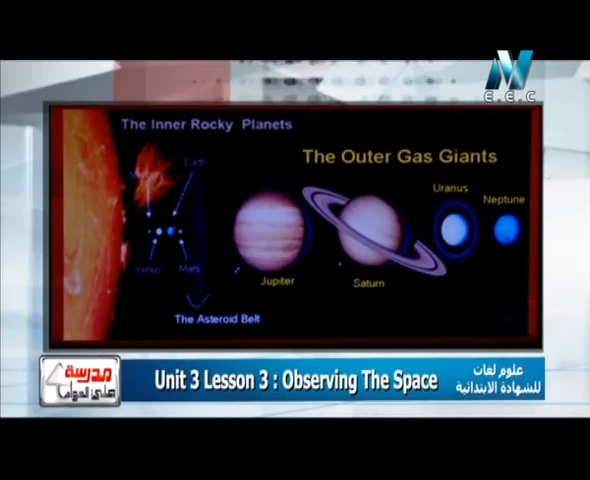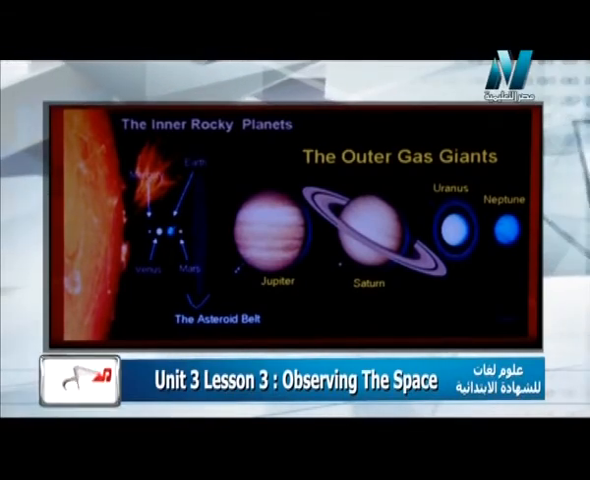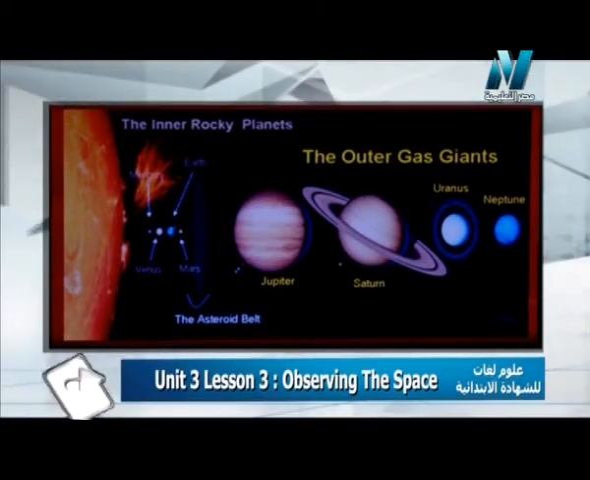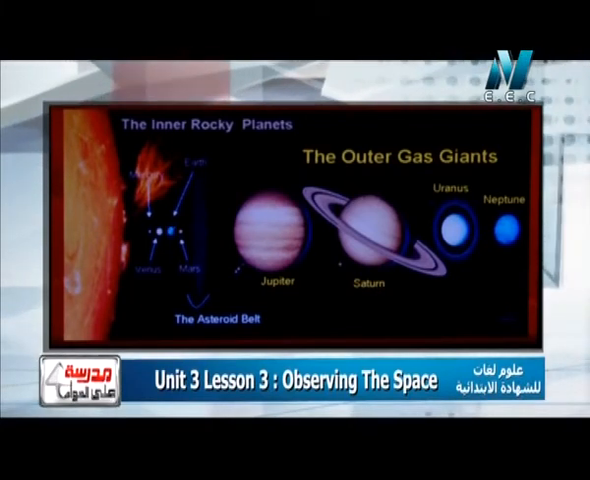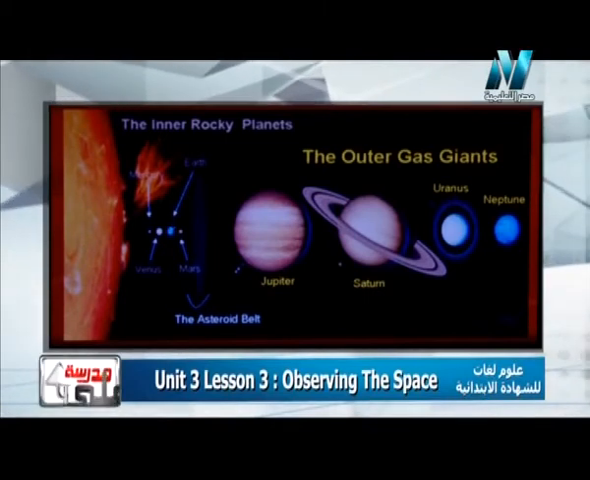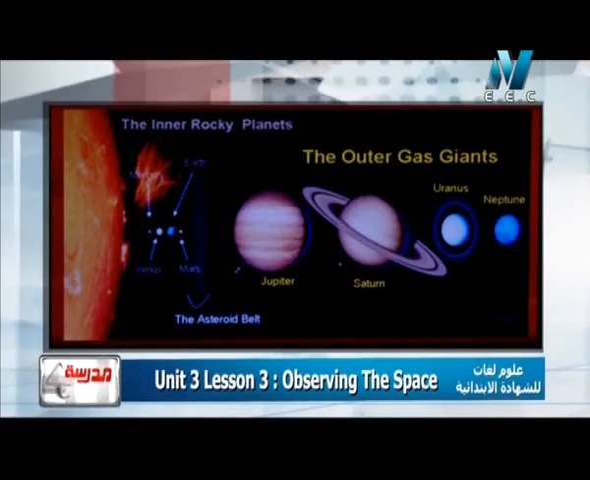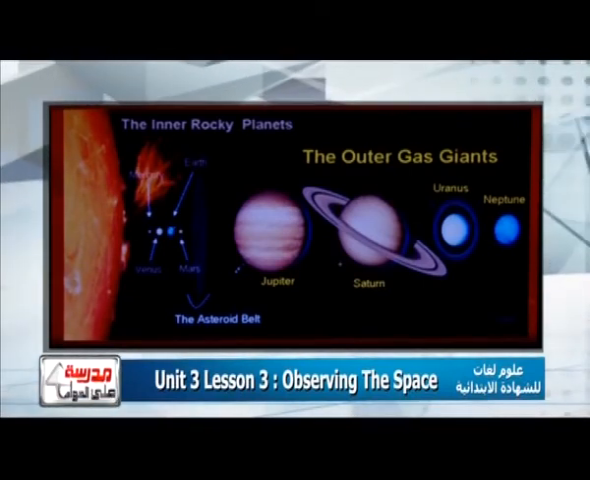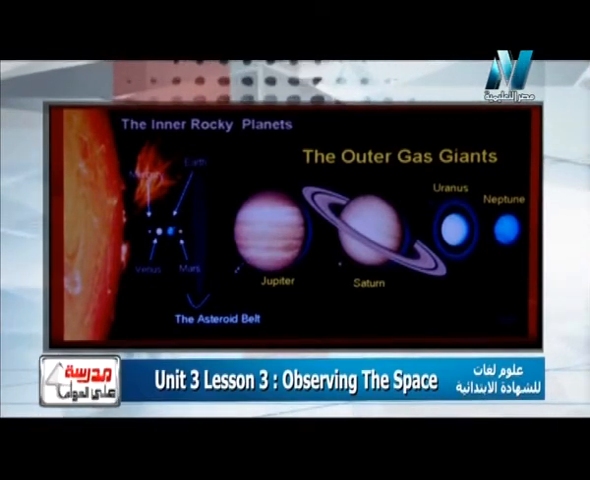But what about the outer planets? They are huge, giant planets and consist of solidified gases, such as Jupiter, Saturn, Uranus, and Neptune. So we have classified the planets into 2 groups.